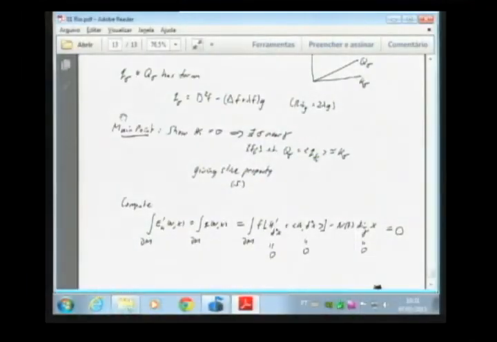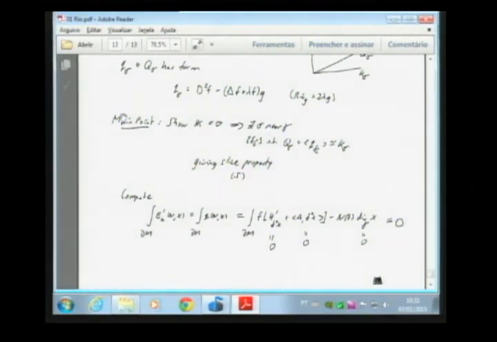Okay, that's a very, very brief idea of some of the styles of argumentation that go into the proof. Okay, thank you.